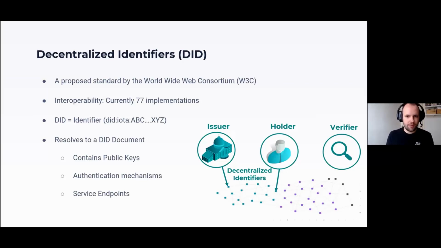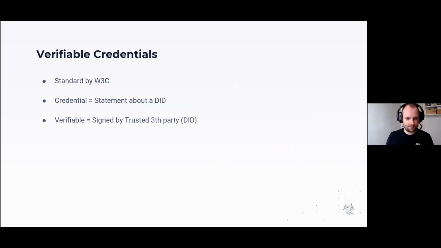They receive information that the holder wants to prove. So for example, if I am stopped with my car and someone would like to check my digital driver's license, I would be the holder and the police would be the verifier who would be checking this driver's license, while the issuer would be the government that issued me that digital driver's license.